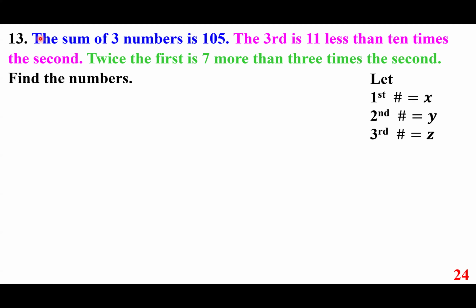Now we go back. It says the sum of the three numbers is 105. X plus y plus z must be 105. So we are going to do one by one. The third, that means z, is 11 less than 10 times the second. The third, z equals, means equals, 11 less than what? 10 times the second. 10y minus 11.